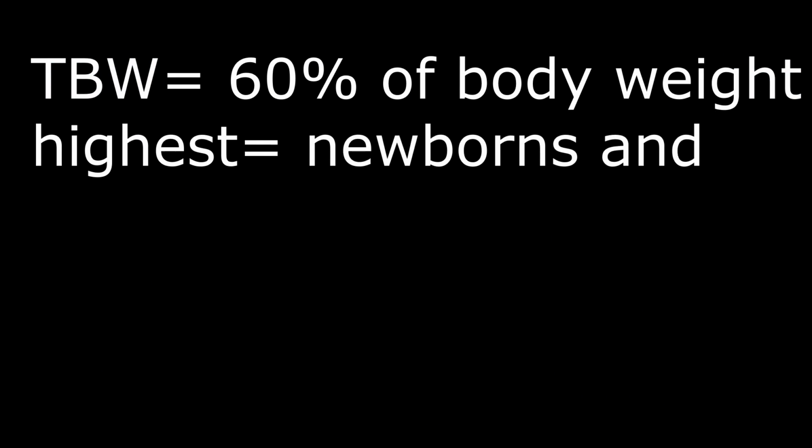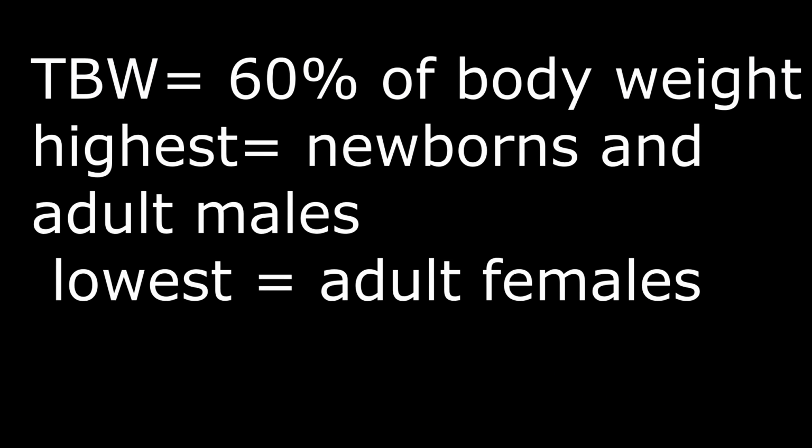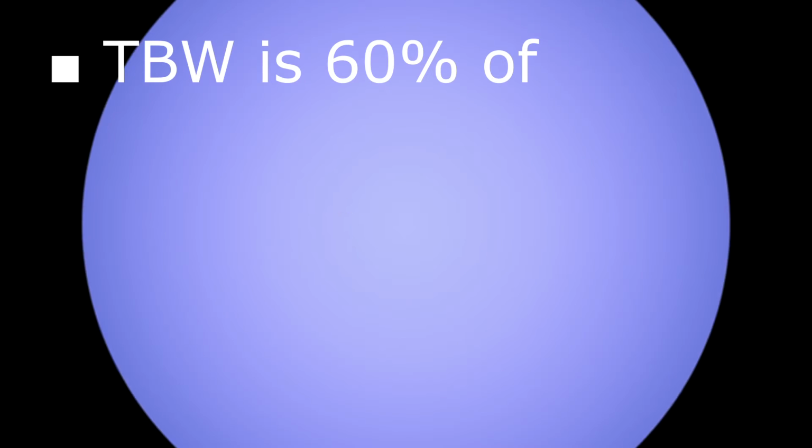Total body water is approximately 60% of the body weight. It is highest in newborns and adult males, but lowest in adult females, because adult females have a large amount of adipose tissue, which makes the body water concentration less in comparison to males and children.